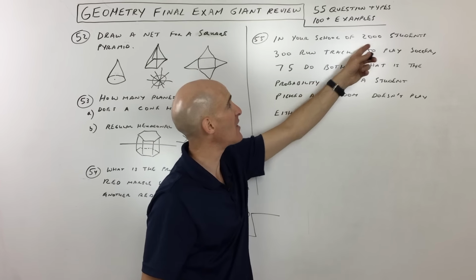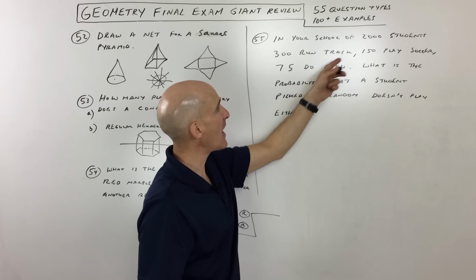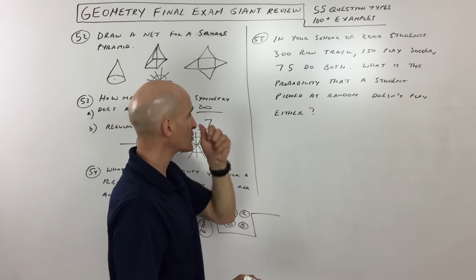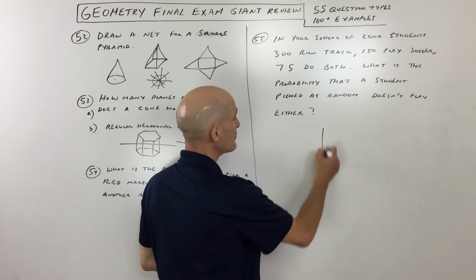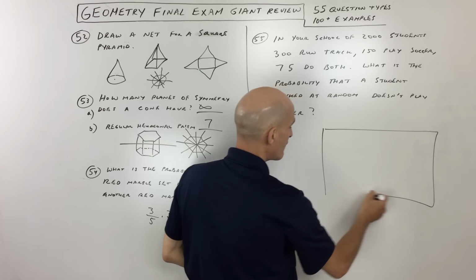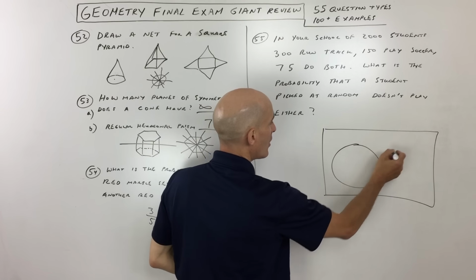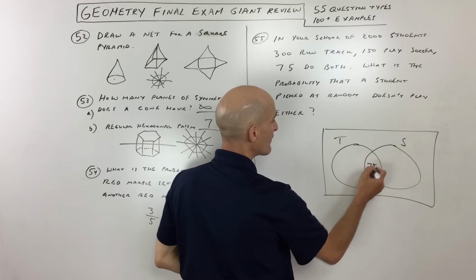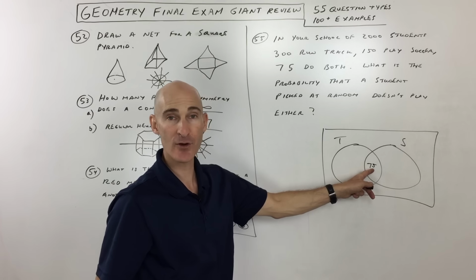In your school of 2,000 students, 300 run track, 150 play soccer, 75 do both. What is the probability that a student picked at random doesn't play either? So what we're going to do here is draw a Venn diagram. Here's all the people that run track. Here's all the people that play soccer. Here's the 75 people that do both. See, that's in the overlapping region.